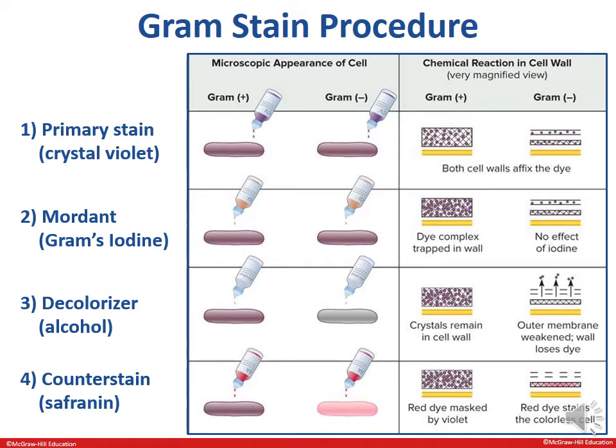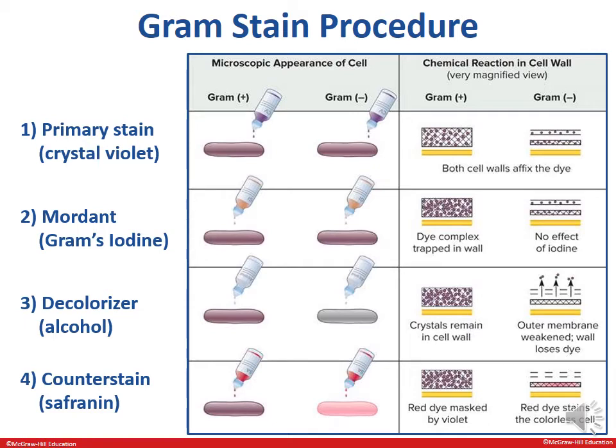So we've got to have a counter stain, and the counter stain is a red dye called safranin. Now, safranin is also a basic dye. It's going to stick to everything that the crystal violet stuck to, including gram-positive cells. So both cells will take up the safranin. It's just that you won't be able to see the pink or the red on top of the purple.